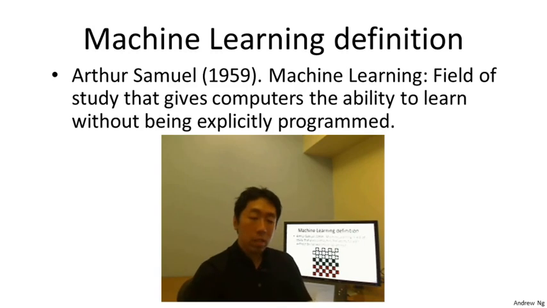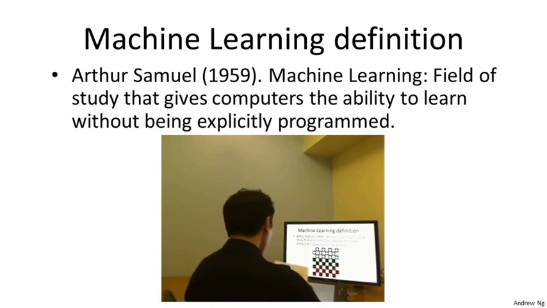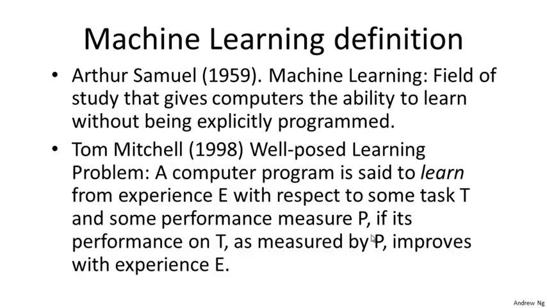Here's a slightly more recent definition by Tom Mitchell, who's a friend out at Carnegie Mellon. So Tom defines machine learning by saying that a well-posed learning problem is defined as follows. He says, a computer program is said to learn from experience E with respect to some task T and some performance measure P, if its performance on T as measured by P improves with experience E. I actually think he came up with this definition just to make it rhyme.